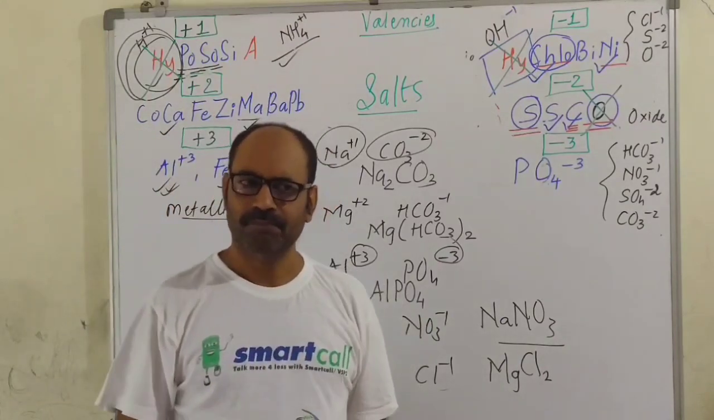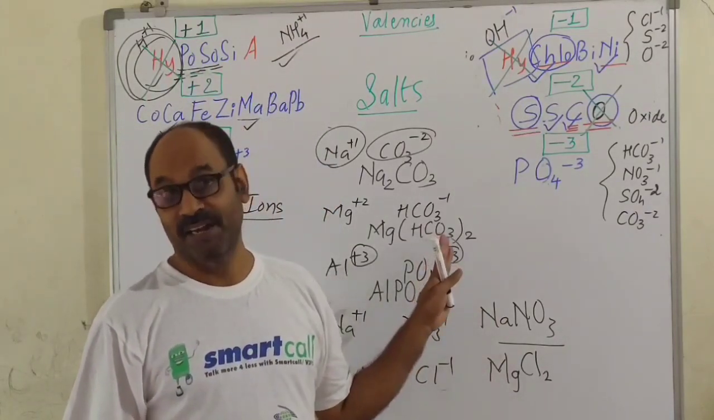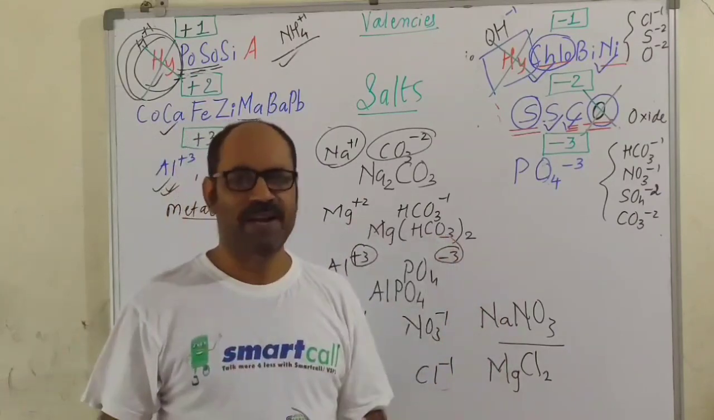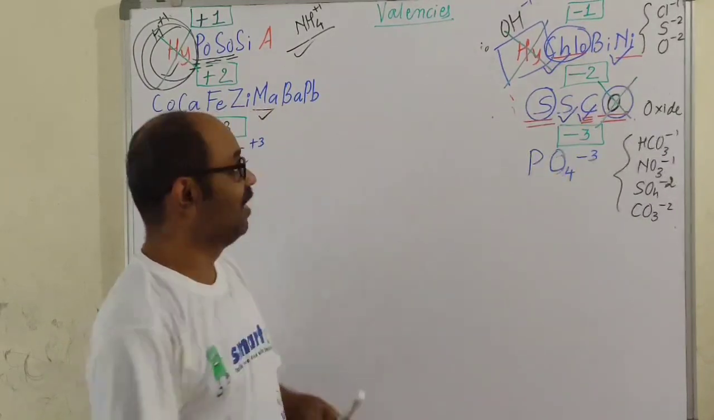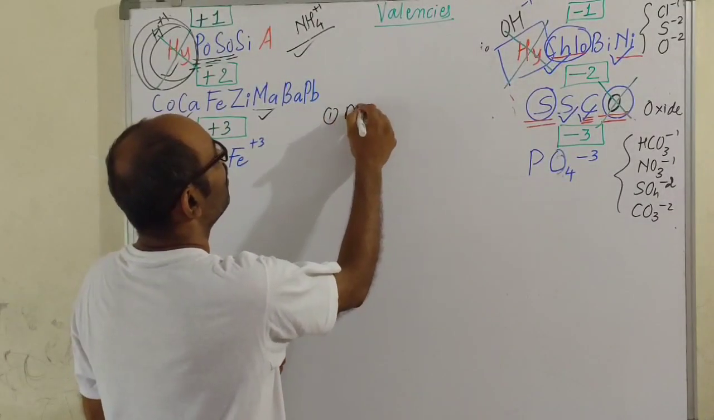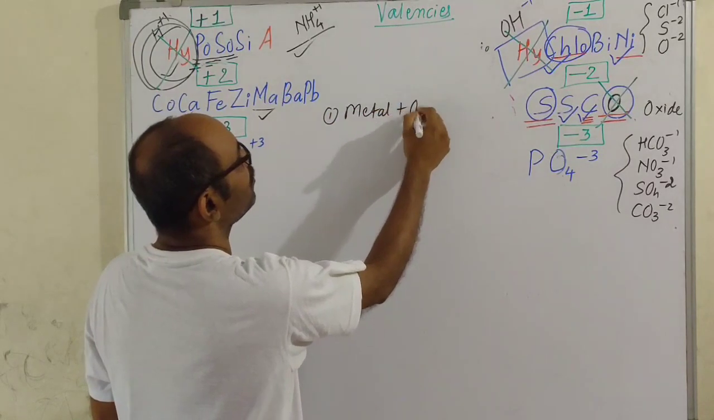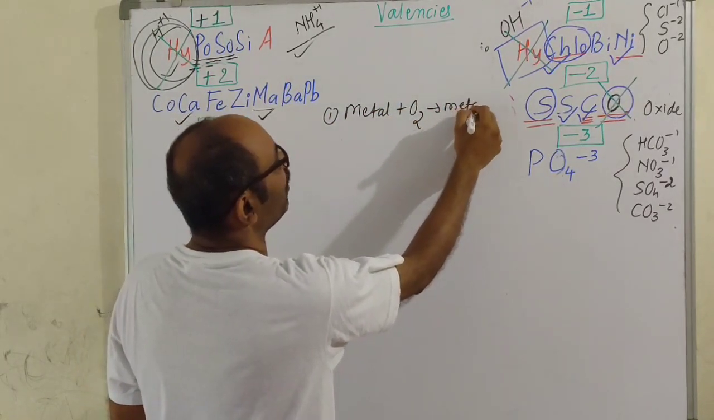And then salts which are 84 in number. So have a good practice of it. All right. So what we had seen in previous video, children, first metal plus oxygen gives metal oxide.